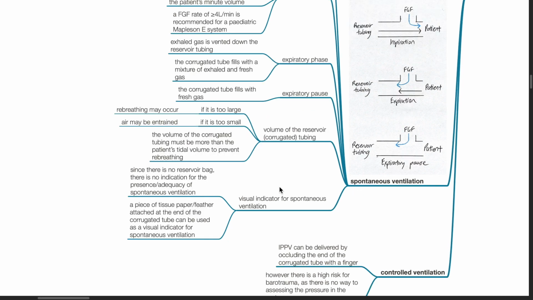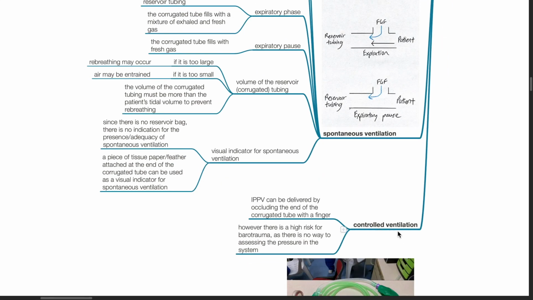Visual indicator for spontaneous ventilation. Since there is no reservoir bag, there is no indication for the presence or adequacy of spontaneous ventilation. A piece of tissue paper or feather attached to the end of the corrugated tube can be used as a visual indicator for spontaneous ventilation. Controlled ventilation: IPPV can be delivered by occluding the end of the corrugated tube with a finger. However, there is a high risk for barotrauma as there is no way to assess the pressure in the system.